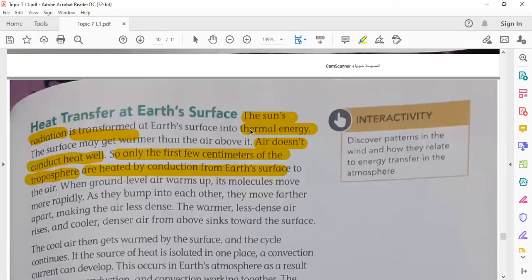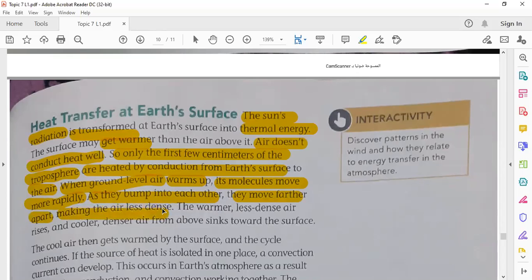Again. The sun's radiation is transformed at the surface into thermal energy. The surface may get warmer than the air above it. Air doesn't conduct heat well, so only the few centimeters of the troposphere are heated by conduction from the surface to the air. When the ground level air, the air that is very close to the ground, warms up, its molecules move more rapidly. As they bump into each other, they move farther apart, making the air less dense.